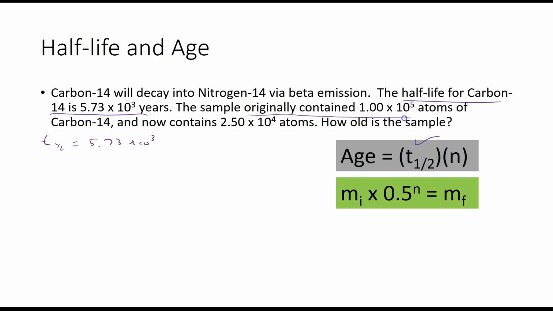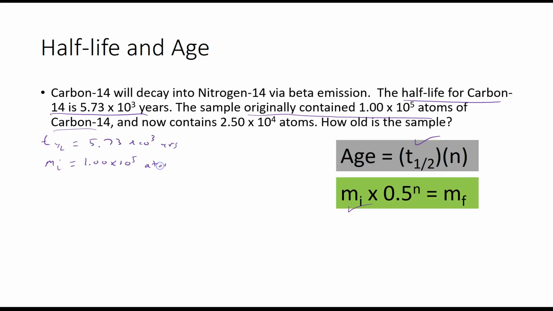The sample originally contained 1 times 10 to the fifth atoms of carbon-14. That's the original amount of radioisotope, so that is the Mi value. So I'm going to put a glitchy little check mark next to Mi, and I'm going to say Mi equals 1.00 times 10 to the fifth atoms.